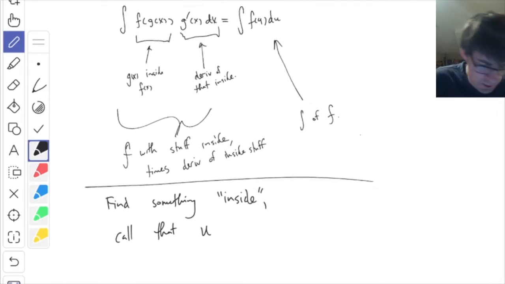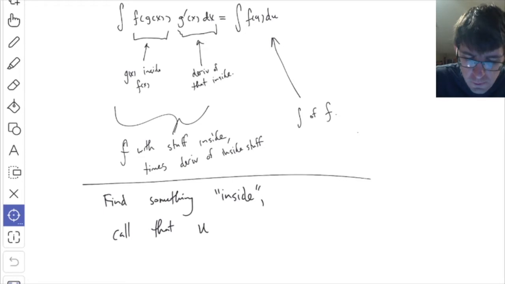So the u is what appears on the right side of this formula over here. When you're actually doing the substitution, you find this thing on the inside and you call that u, because that's what goes inside of the f on the right side of the formula here. You call that u.